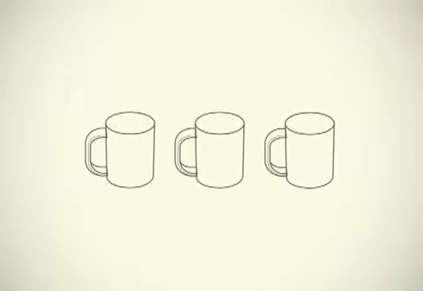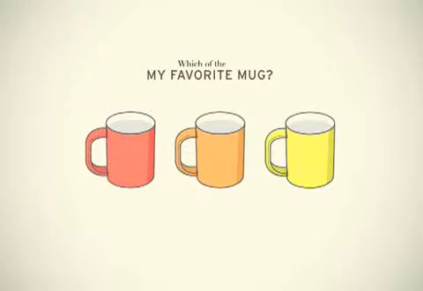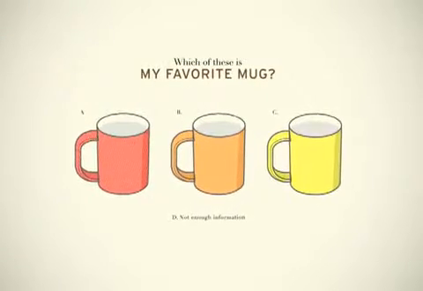Okay, let's say I put 3 mugs in front of you. Each one is identical to the other, except that they are red, orange, and yellow. If I then asked you the question, do you see my favorite mug? Would you know which one it is? Well, probably not. And that's because the necessary information isn't there.